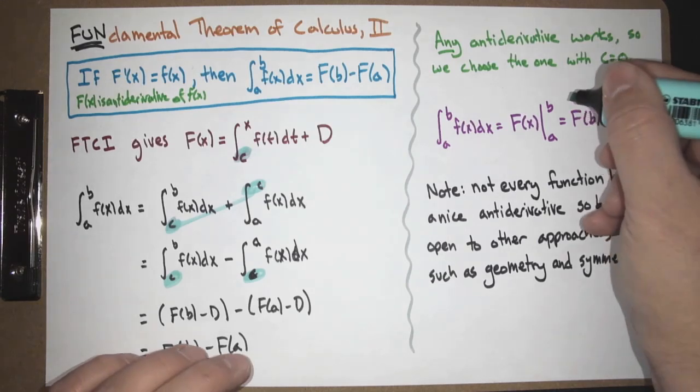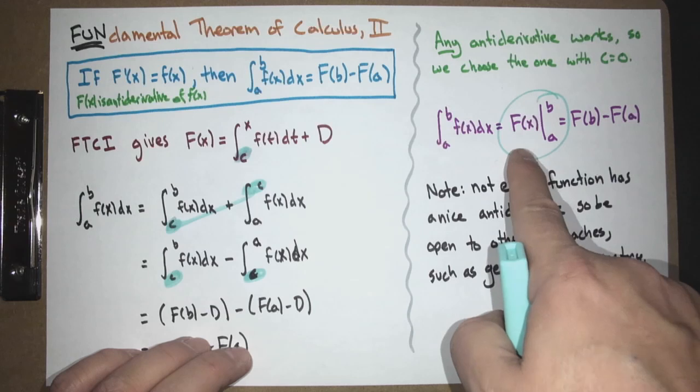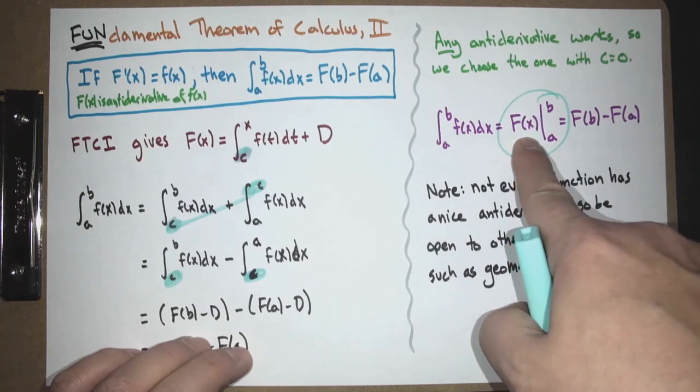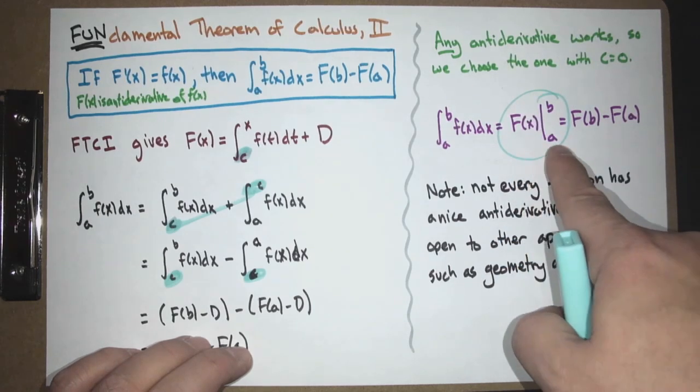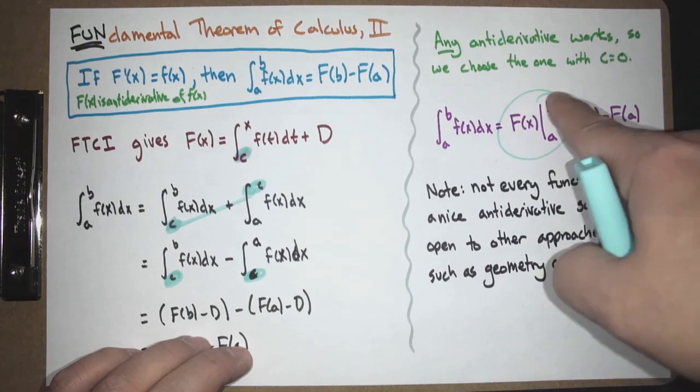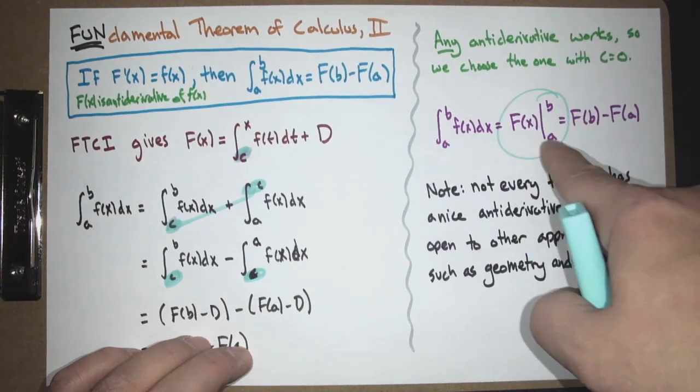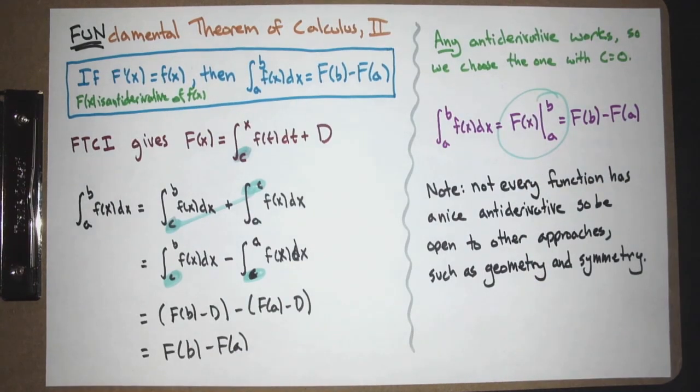So this is important notation to get used to. So this says evaluate F of x between, and you take the high value, plug it in, subtract the low value, plug it in. So F of b minus F of a. So that's the theory. Now, there are, of course, challenges. Not every function has a nice antiderivative, so we may not always be able to make that work. Be ready to use other approaches.